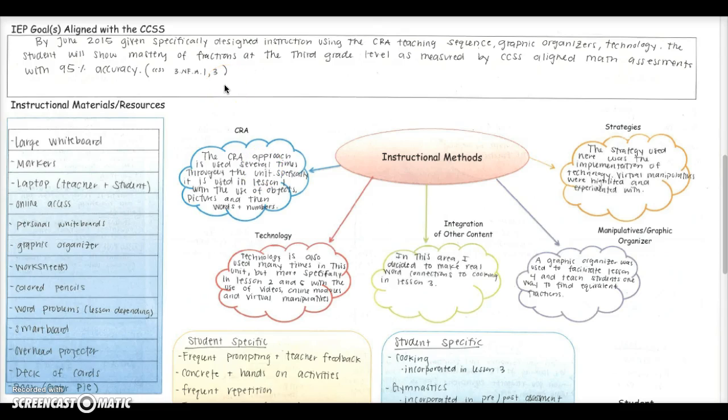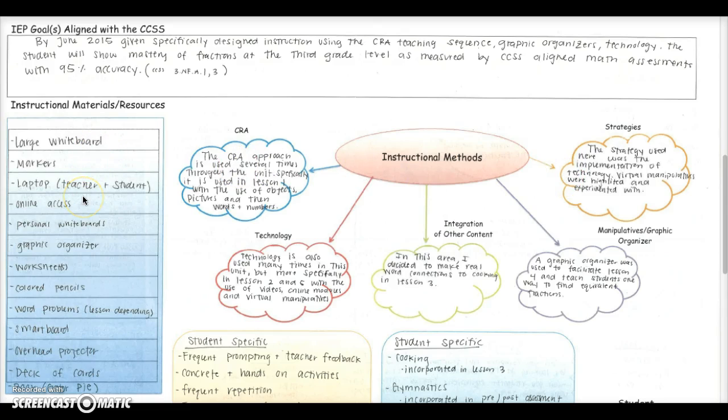On the back side of the unit map, here are your instructional methods. And as mentioned in the syllabus, you'll need to show that you're using the CRA approach across all your lessons. You should have at least one lesson where you're explicitly using instructional technology, where you address the student technology standards as well as the technology standards for teachers. One lesson should be at least an integration of another content area. This can also be real-world connections with the concept that you're teaching. In this example, she did a cooking lesson related to fractions. The use of a graphic organizer and also manipulatives, which you must have in at least one of your lessons. And then other instructional strategies that have been used and taught in the course.